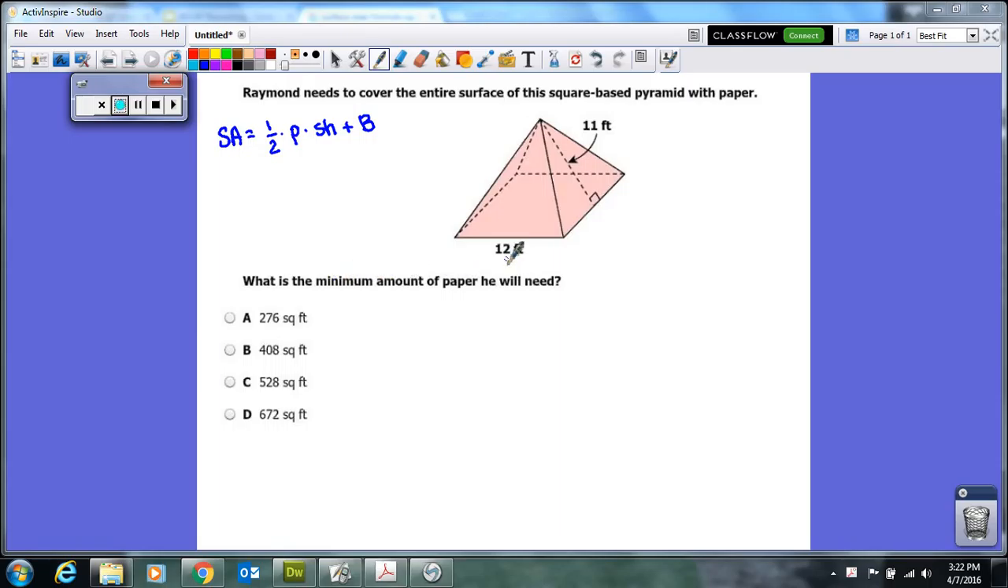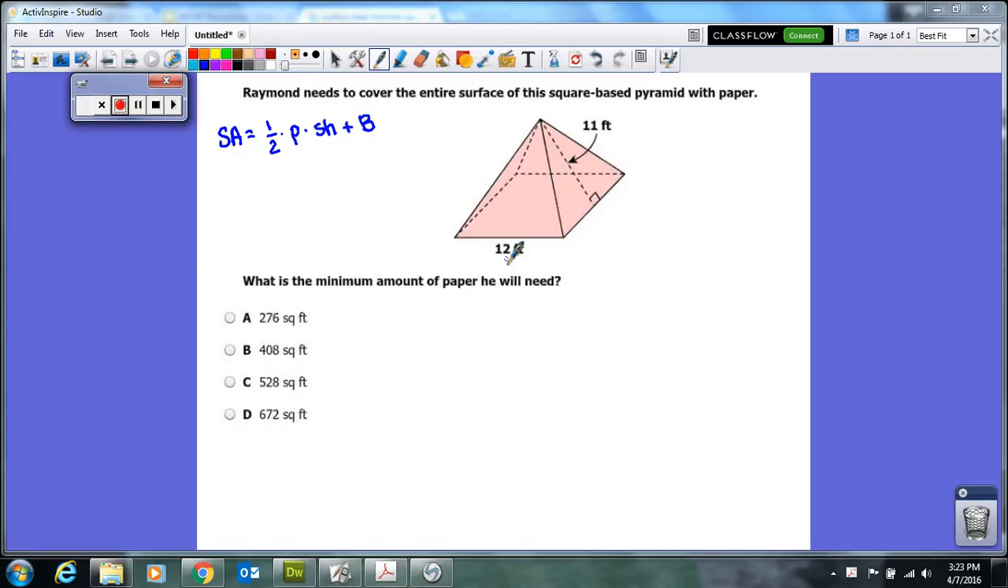So when you see a problem like this, you typically think of two possibilities. You're either thinking of, I'm going to be using the volume formula of a square-based pyramid, or the surface area formula of a square-based pyramid. And since we are completely covering the outside of this square-based pyramid with paper, we're covering the object rather than filling it, so we're talking about surface area.